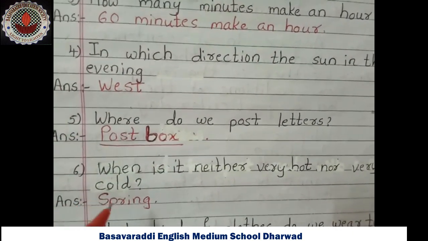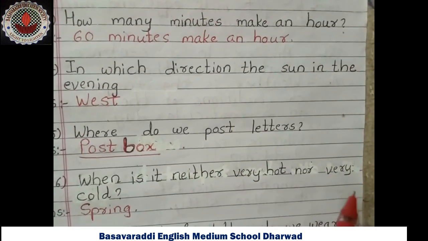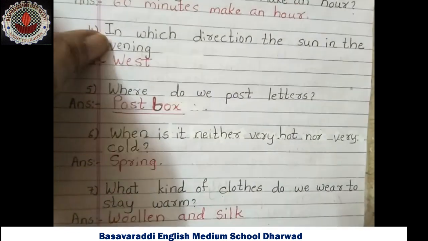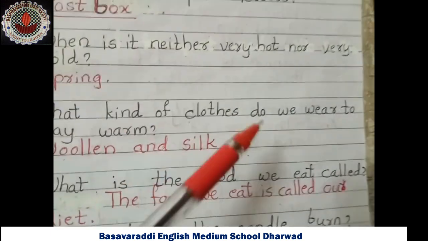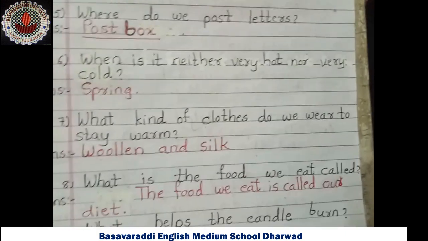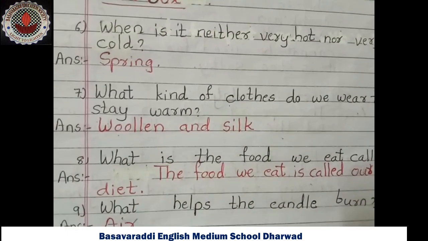Sixth one, when is it neither very hot nor very cold? That is spring season, not very hot and not very cold. Next, seventh one, what kind of clothes do we wear to stay warm? Which cloth are we wearing to stay warm? That is woolen and silk.